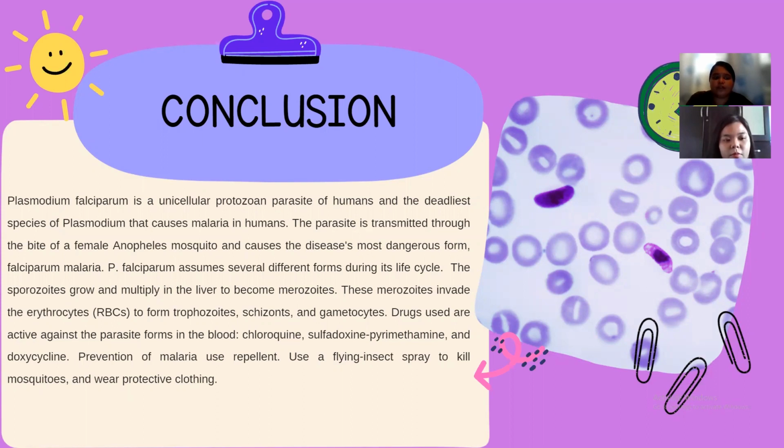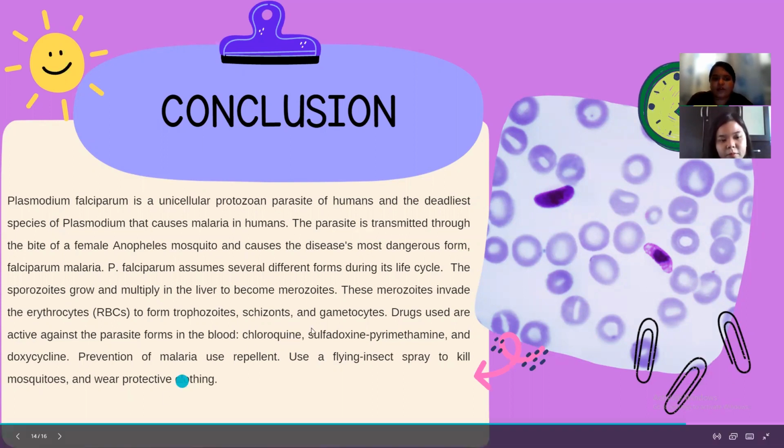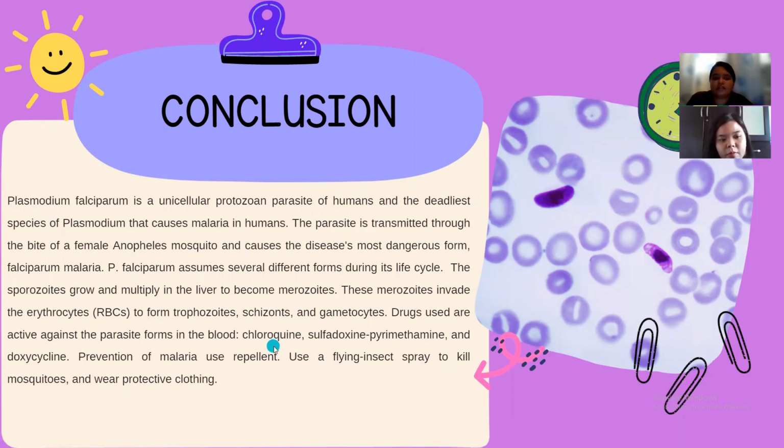The sporozoite grows and multiplies in the liver to become merozoites. These merozoites invade the RBC to form trophozoites, schizonts, and gametocytes. And the treatment is the use of chloroquine, sulfadoxine, pyrimethamine, and also doxycycline. For prevention of malaria, use a repellent and a flying insect spray to kill the mosquito, and also wear protective clothing.